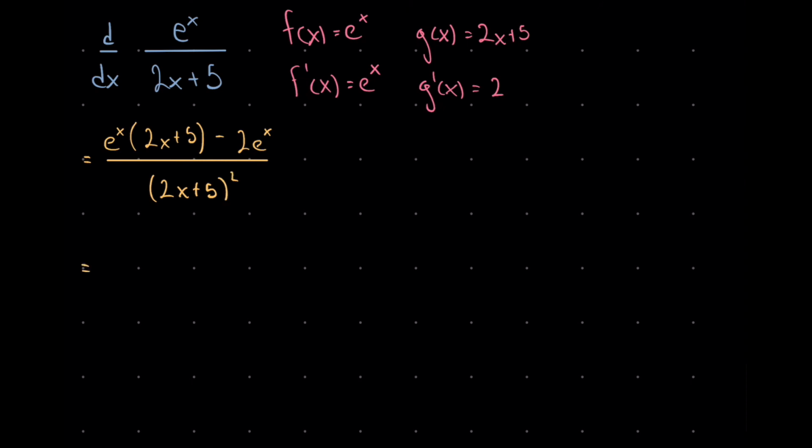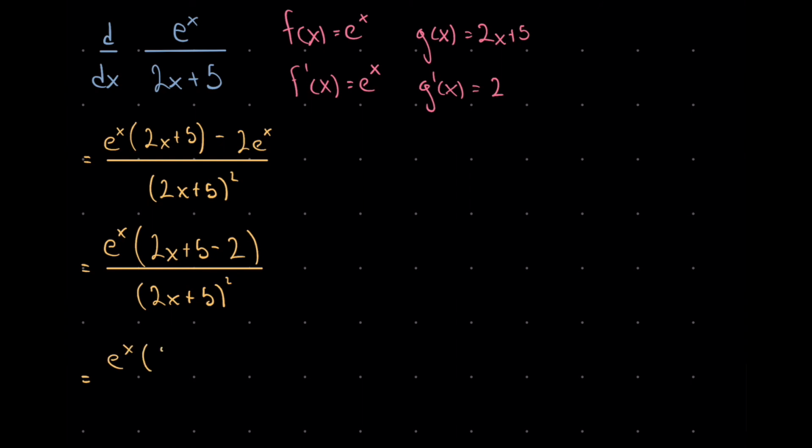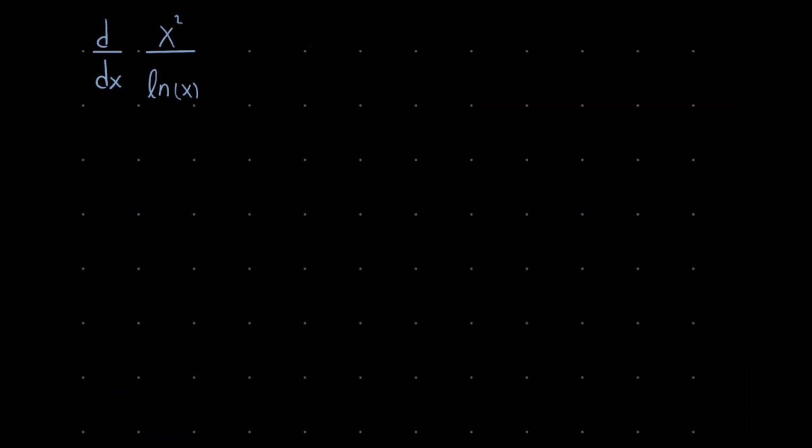What we could do here is actually factor out a term of e to the x. So we have e to the x, and on the inside we have 2x plus 5 minus 2, and that's going to be all over 2x plus 5 squared, and this finally is equal to e to the x times 2x plus 3 all over 2x plus 5 squared. So let's try one last question.